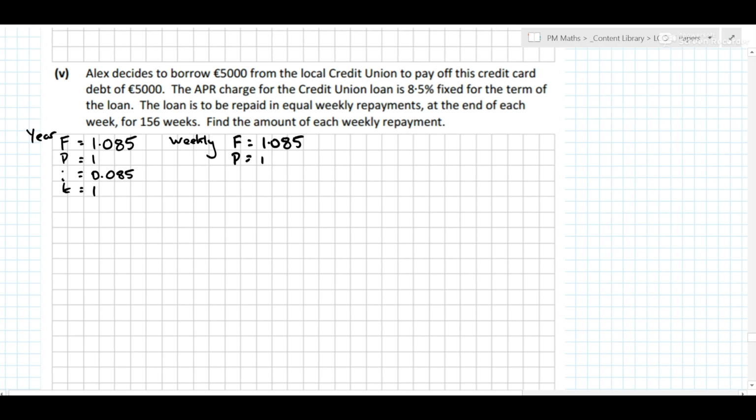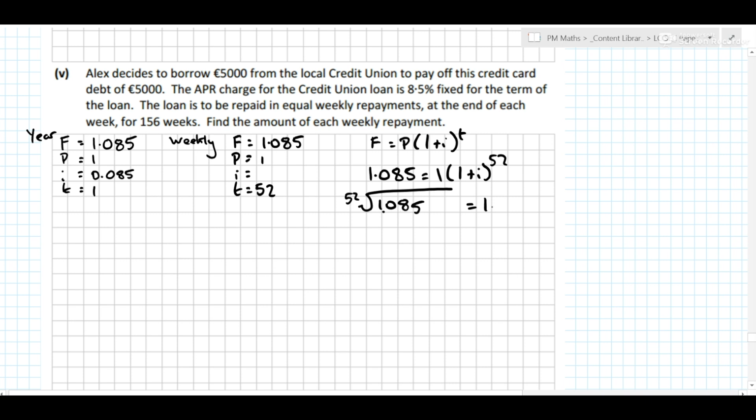Okay, what else? Now, we don't know the weekly interest rate that we want, but we do know we want it to be in for 52 weeks. So F is equal to P, 1 plus I to the T, 1.085 is equal to 1 plus I to the 52. So it's the 52nd root of this is equal to 1 plus I. I is equal to the 52nd root, 1.085 minus 1.